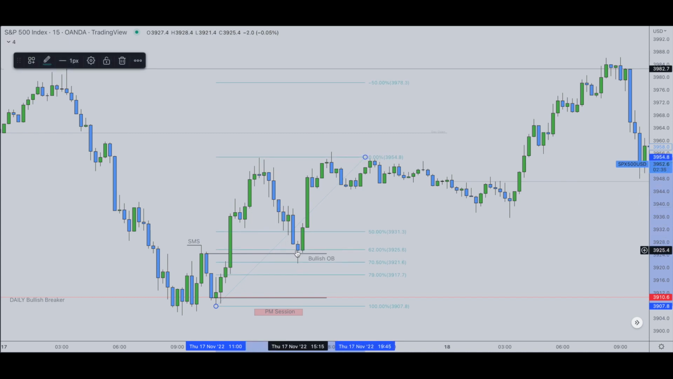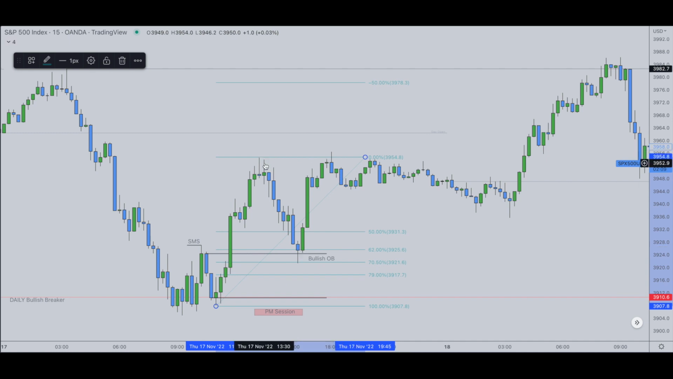When we trace into this fair value gap coupled with an M15 bullish order block, these last two down close candles before the move up, we retrace into the 70.5% retracement. But look at the candle bodies respecting the 62% retracement. That's perfect algorithmic delivery. We get a strong move higher, take out the buy side.